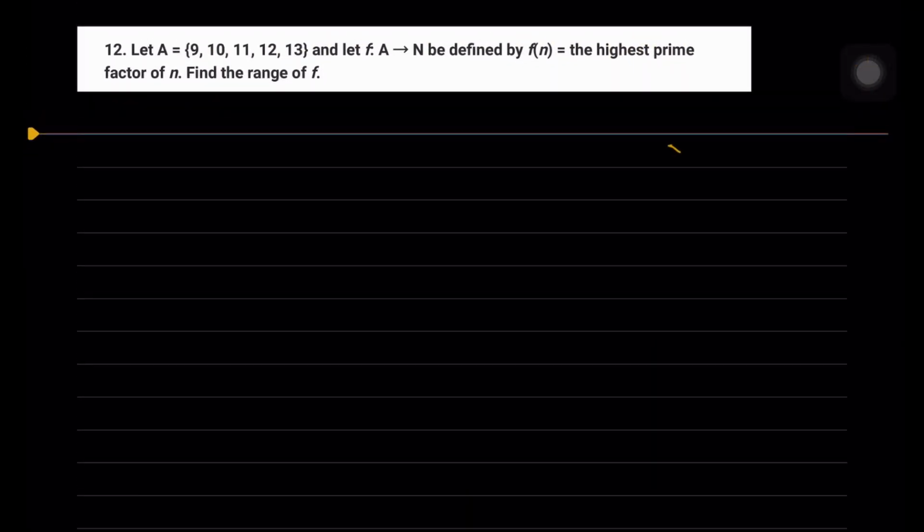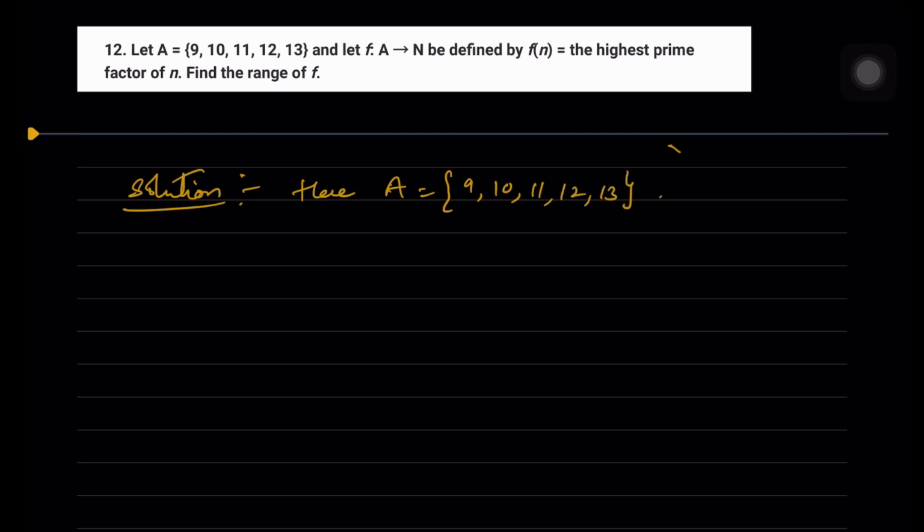Now you're going into the 12th problem. You're having the 12th problem here. Let A be equal to 9, 10, 11, 12, 13, and let f be a function from A to N defined by f of n is equal to the highest prime factor of n. Find the range of f. So here you have to find out what is the range of f. So here you have that A is equal to 9, 10, 11, 12 and 13, and f of n is equal to the highest prime factor of n.